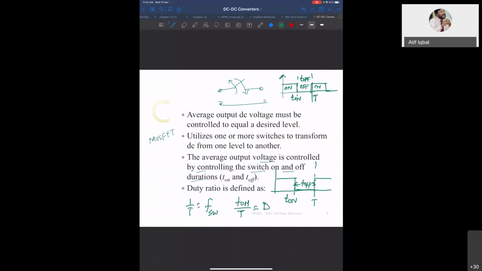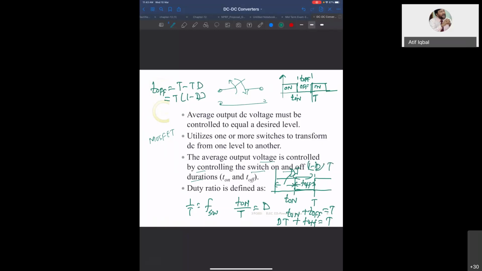So this is how you define duty ratio. T on by T is called duty ratio. And then T on plus T off is equal to your total period T. Now in place of T on, you can write DT. Then how do you get T off? T off will be equal to T minus DT, which gives you T(1 minus D). So this on period is DT, and the off period from here to here is (1 minus D) into T.